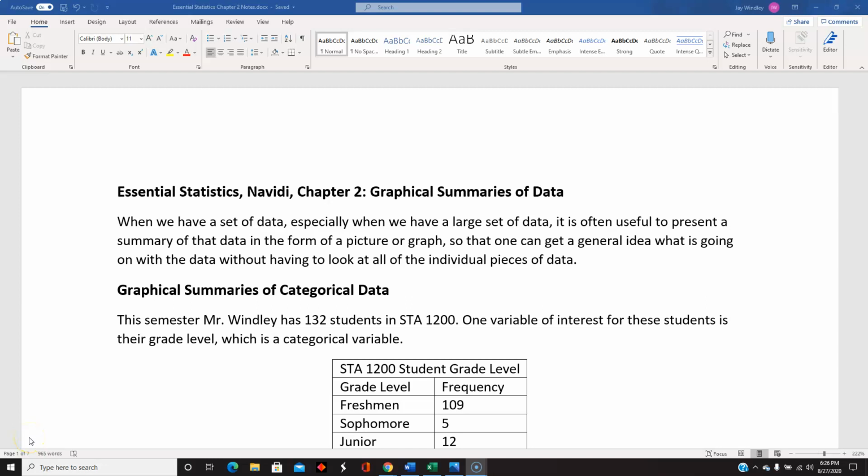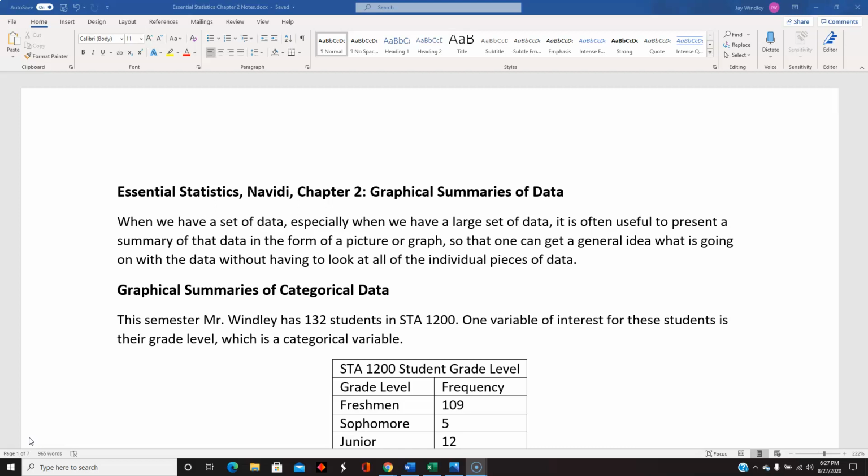So chapter 2 is about graphical summaries of data. When we have a bunch of numbers, especially when it's a really large data set, it's a good idea to summarize the data graphically so that someone can just look at a quick picture of the data and get an idea of what's going on with the data without having to look at all the individual numbers.